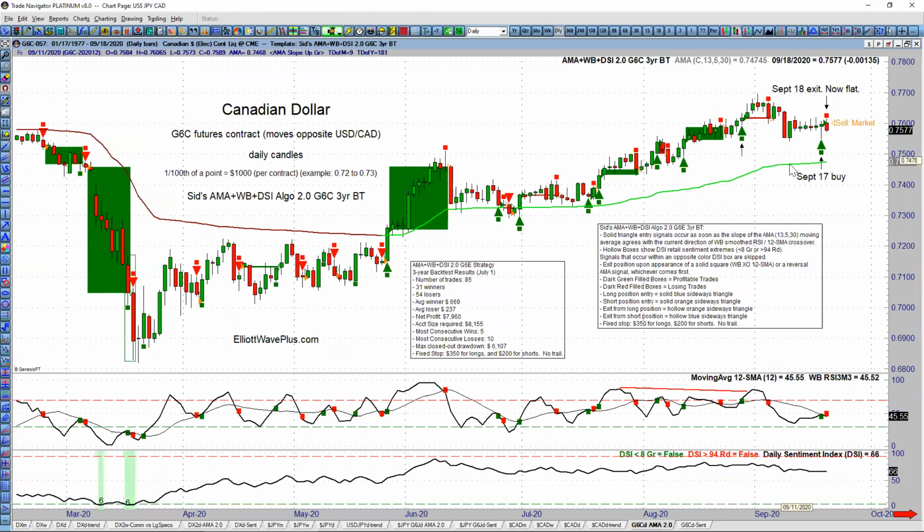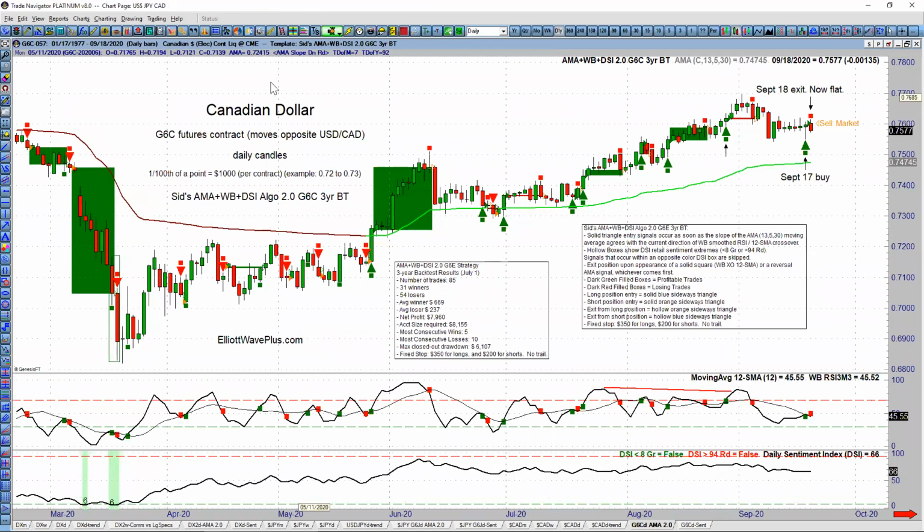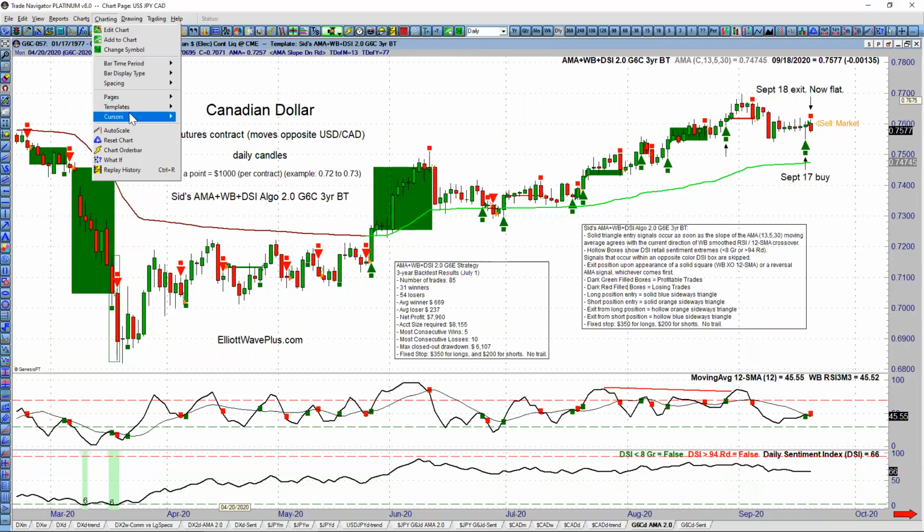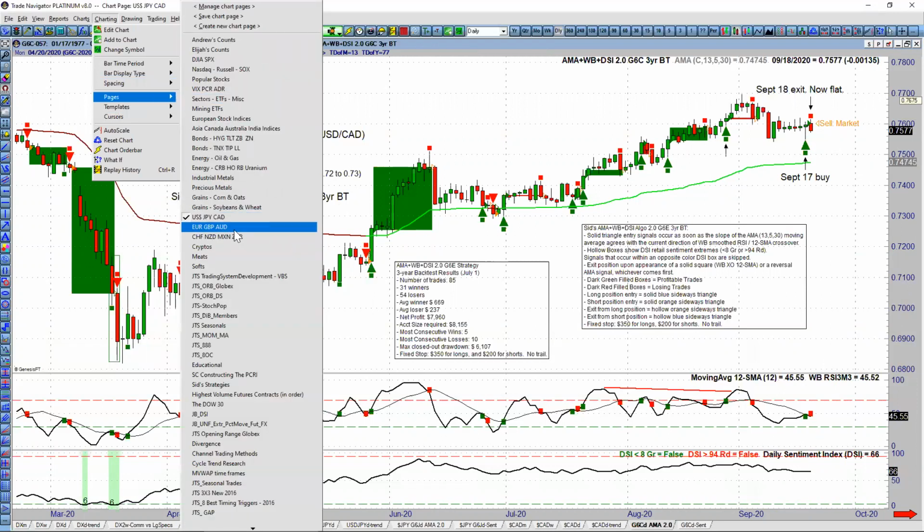Canadian dollar, so this moves opposite the USD CAD pair. So I'm looking for a weak Canadian dollar. The last time the AMA algo tried to do anything, it was a buy on Thursday, but it's already out of the trade on Friday, suggesting getting out of the trade because of a loss of momentum. So this is, in my opinion, a very early sign of bearishness for the Canadian dollar and for oil. And that should continue through the end of the month.